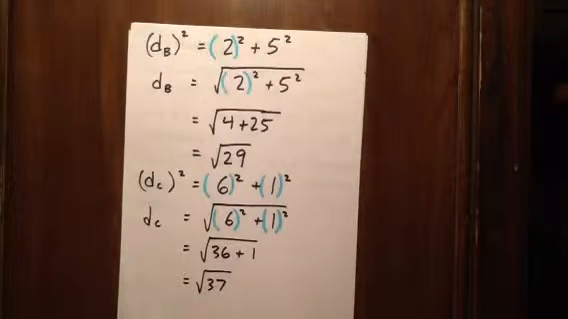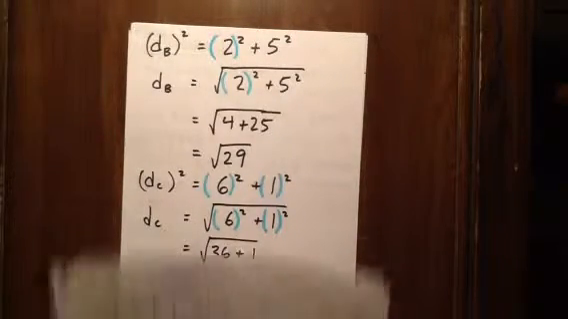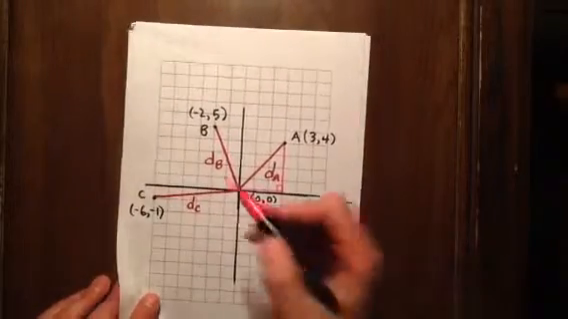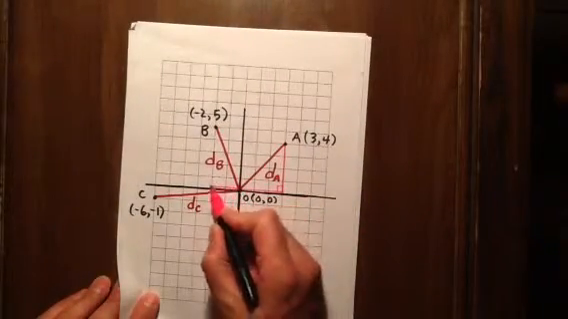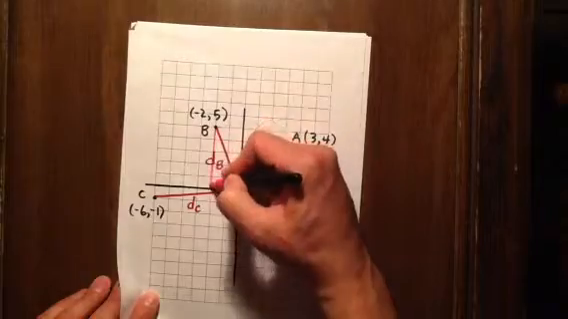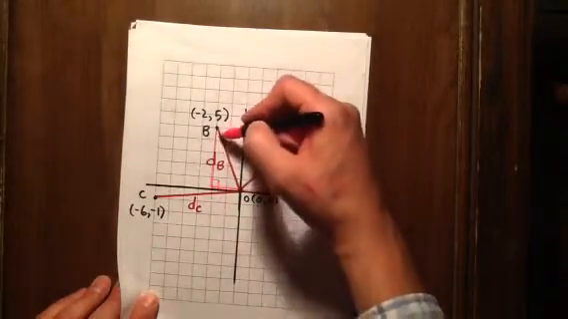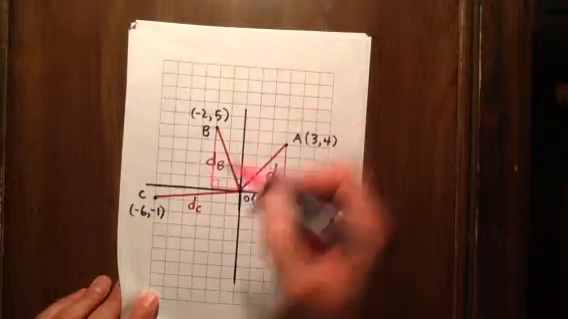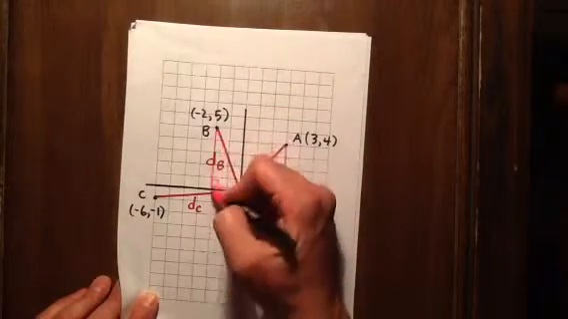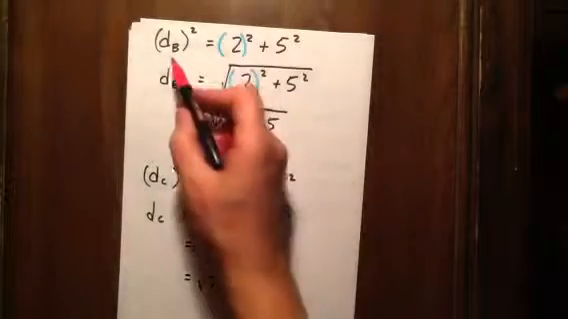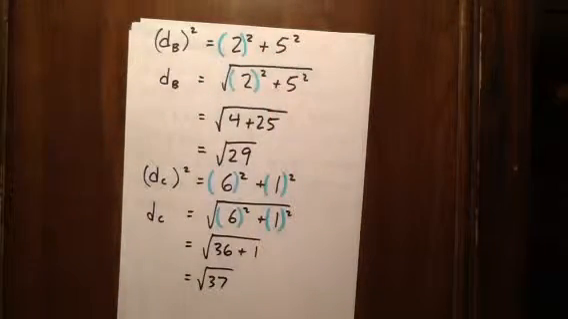Now we go to the next one. Let's talk about Bernadette. Again, we'll use the Pythagorean Theorem. This is 2 units, and this is 5 units. Okay, the distance is 2 and the distance is 5. So dB squared is going to equal 2 squared plus 5 squared.